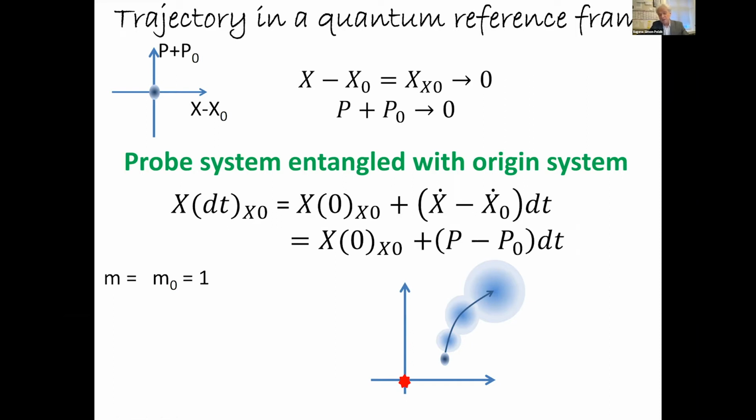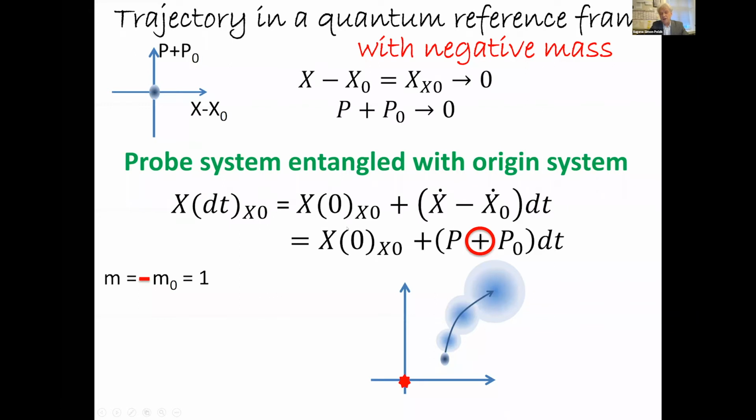And unfortunately, it's not that simple. I don't get the commuting variables here. This is the difference of x's, this is the difference of p's, they don't commute, and I still have the diverging trajectory because I cannot measure this one and that one simultaneously. But now you probably already see the point: if I take one of those systems to have an effective negative mass, then this minus becomes a plus here because the derivative of the coordinate is minus momentum.